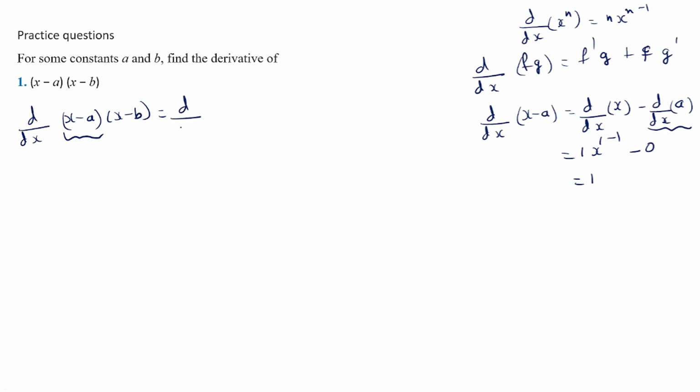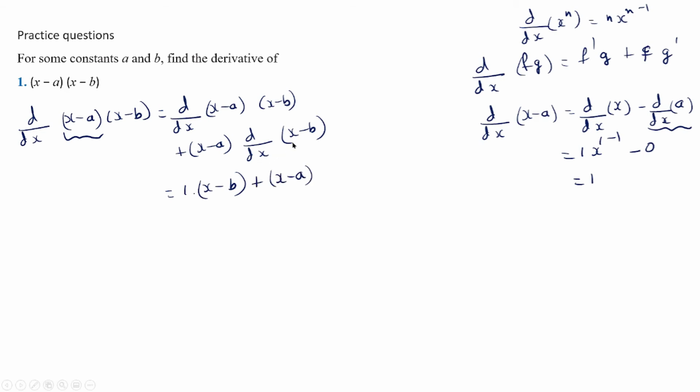So it is derivative of x minus a into x minus b plus x minus a into derivative of x minus b. So from here we can see the derivative of x minus a is 1. This is 1 into x minus b plus x minus a into, similarly, derivative of x minus b is also 1. So this is equal to 2x minus a minus b.